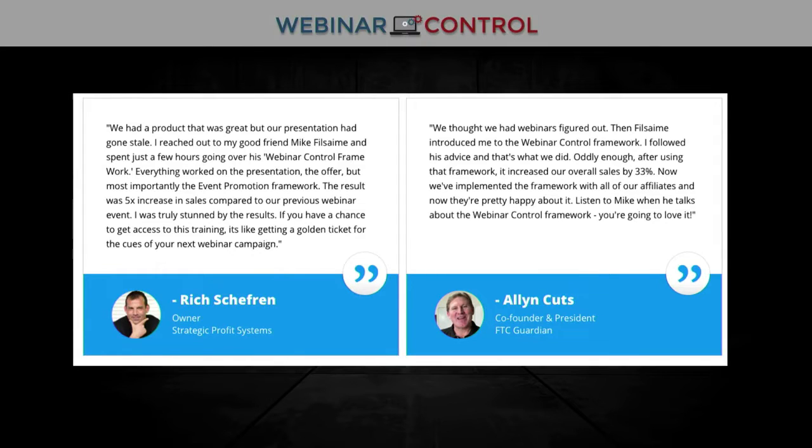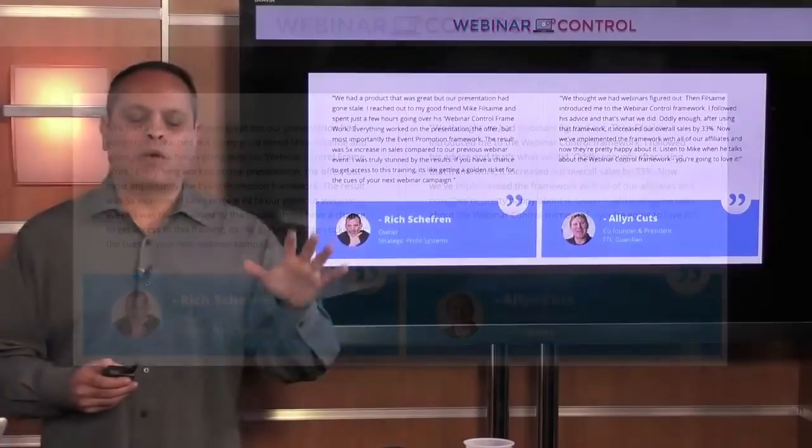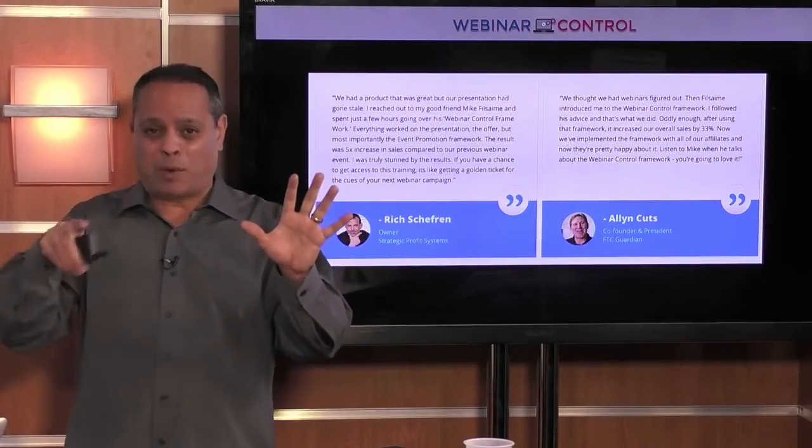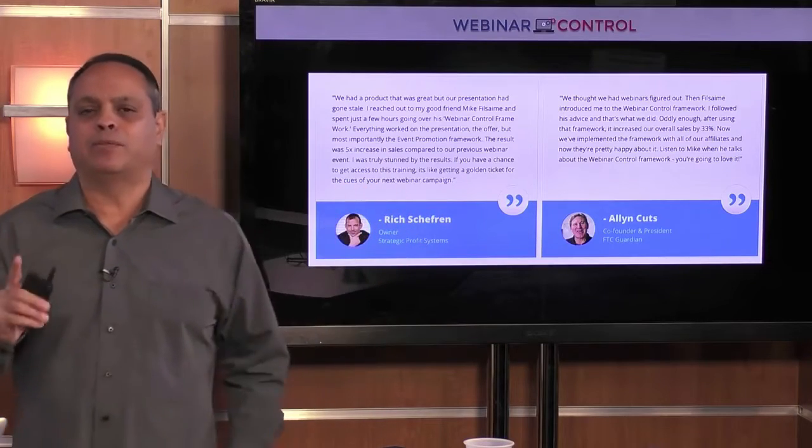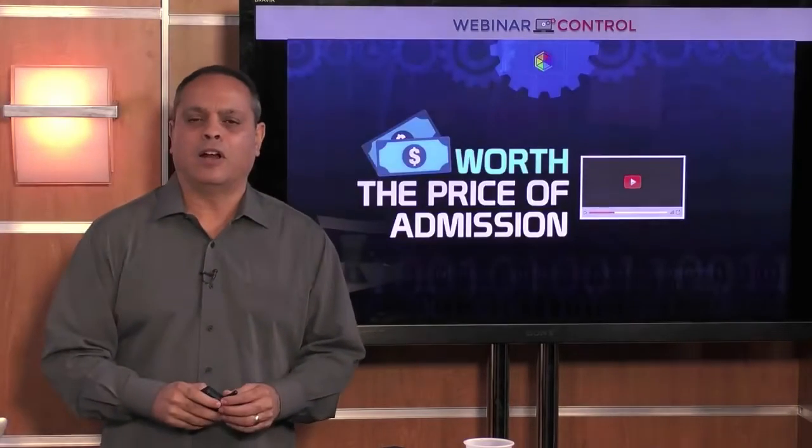And Rich says here, we had a product that was great, but our presentation had gone stale. I reached out to my good friend Mike Filsaime, spent just a few hours going over the webinar control framework. Everything worked on the presentation, the offer, but most importantly, the event promotion framework. The result was a 5x increase in sales compared to our previous webinar event. I was truly stunned by the results. If you ever have a chance to get your access, et cetera. So what happened is, Rich did a webinar 5 times to his list. That means on his 6th webinar, when they had already seen it and were burnt out, his 6th webinar did 5 times better than any one of his previous webinars.